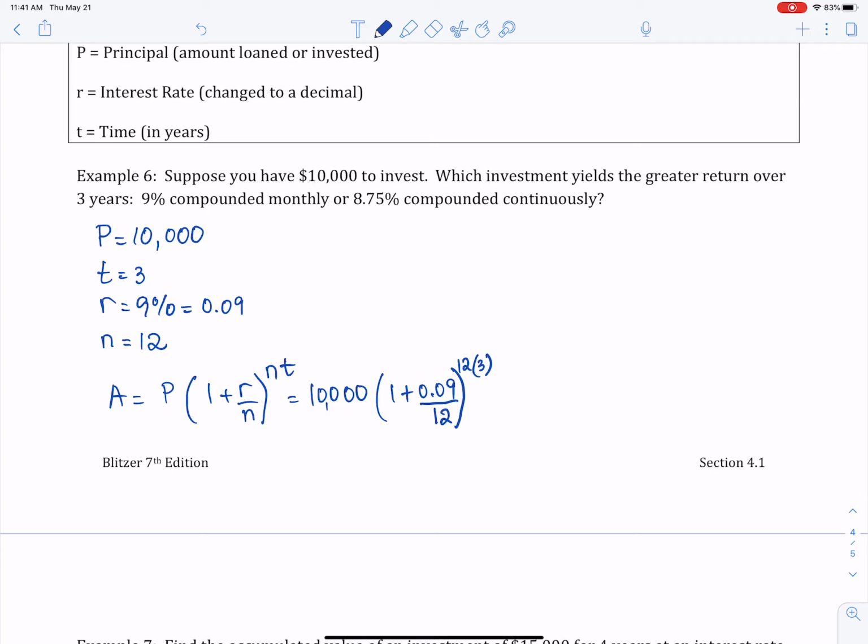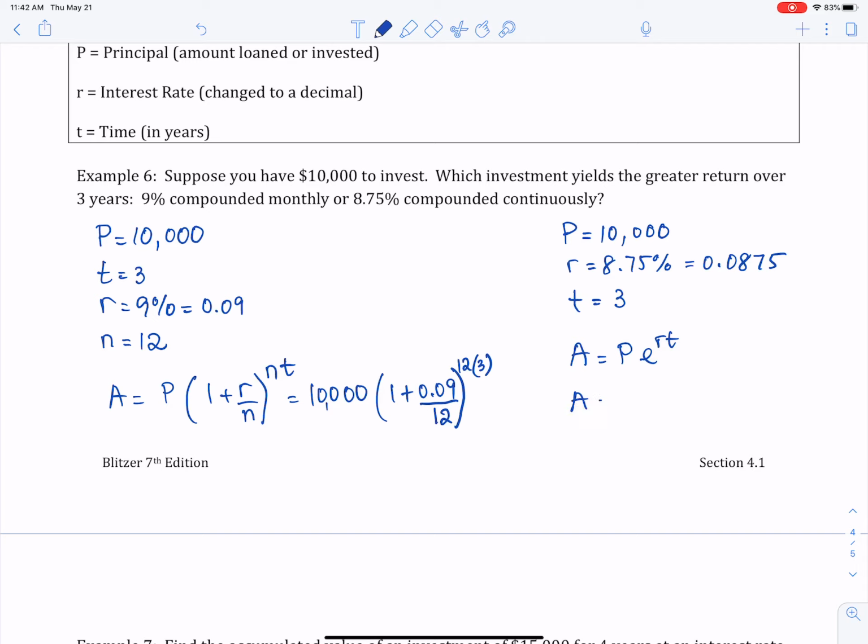The second case is compounded continuously. Again, the principal is $10,000. The rate is 8.75%, which is 0.0875. Notice that n is not needed in this problem, because the formula is A is equal to the principal times e powered by rt. It's continuous, so n is not related. Time again is 3 years.